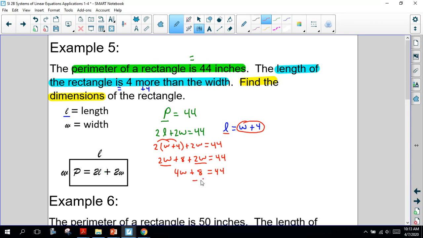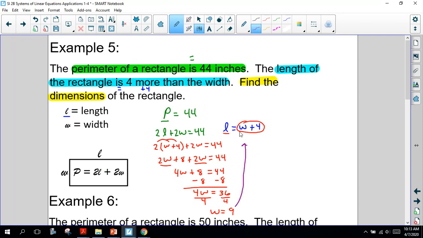To solve, we subtract 8, and we end up with 4W equaling 36. When we divide each side by 4 here, we're going to find W, and since I'm using W, this makes a lot of sense. W is my width, the variable, and 9 is the width of this rectangle. Well, to find the length, we need to take that value and plug it into one of the original equations.